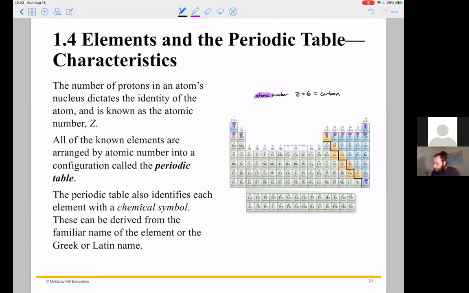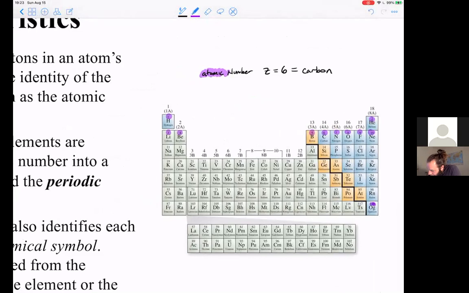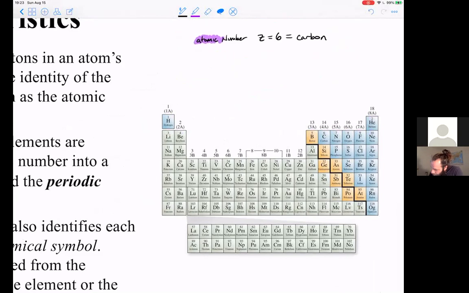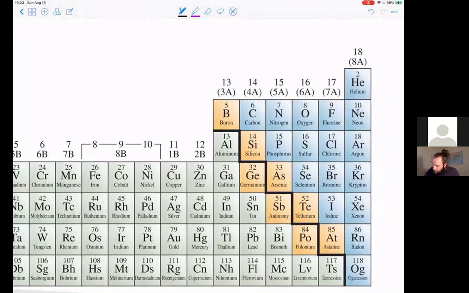Okay? Now, the other thing about the atomic number that's kind of crazy is that the atomic number equals the number of protons that that element has. So again, if we look at carbon here, right, here's carbon. Its atomic number is 6. That means that every carbon atom has 6 protons. That's what makes a carbon atom, is having 6 protons.